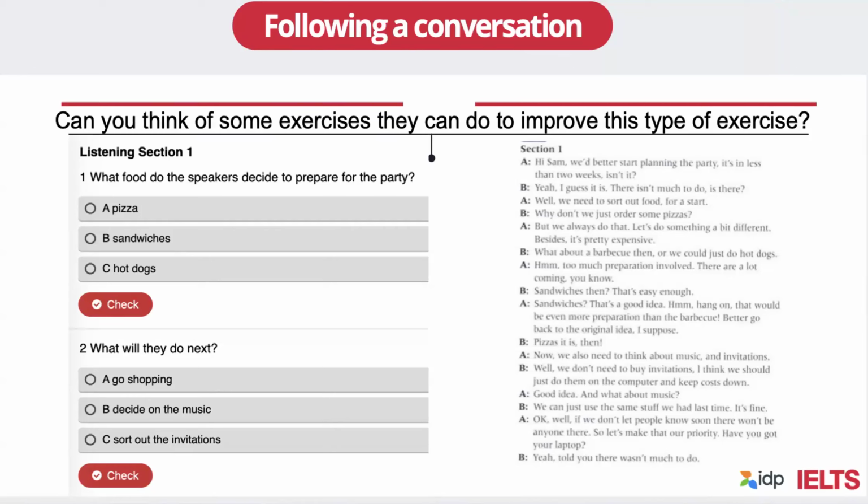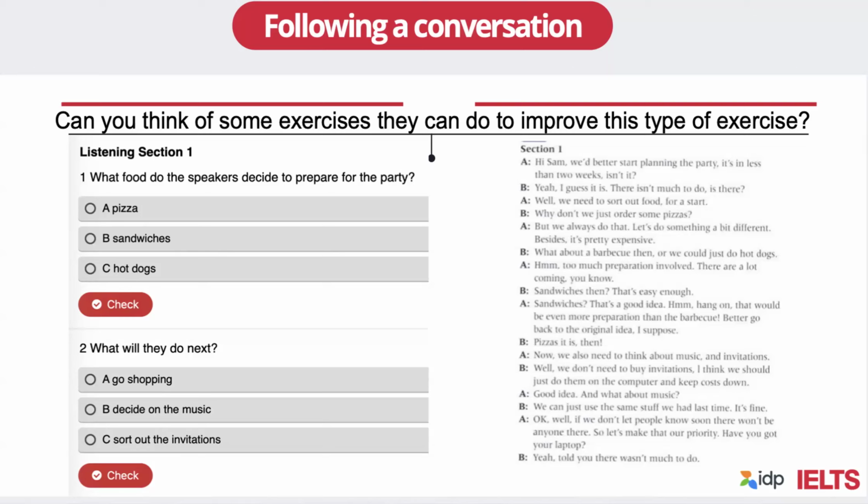Hi Sam, we'd better start planning the party. It's in less than 2 weeks, isn't it? Yeah, I guess it is. There isn't much to do, is there? Well, we need to sort our food for a start. Why don't we just order some pizza? But we always do that. Let's do something a bit different. Besides, it's pretty expensive. What about barbecue then? Or we could just do hot dogs. Hmm, too much preparation involved.